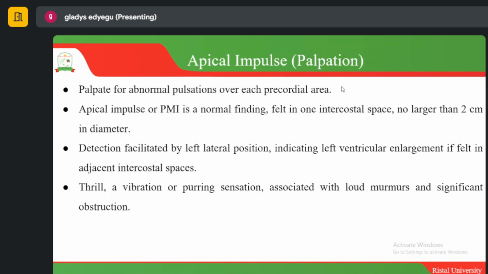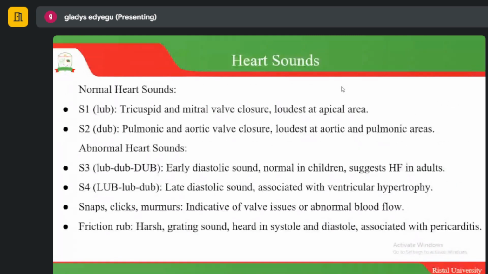So you have to look at that, and when you get it, you're supposed to count, you're supposed to feel the bouncing, and if it is so strong beyond what is expected, then you know that there is a problem, the heart is strained. So you have to look at all this, do the palpation, and be able to differentiate the normals from the abnormals.